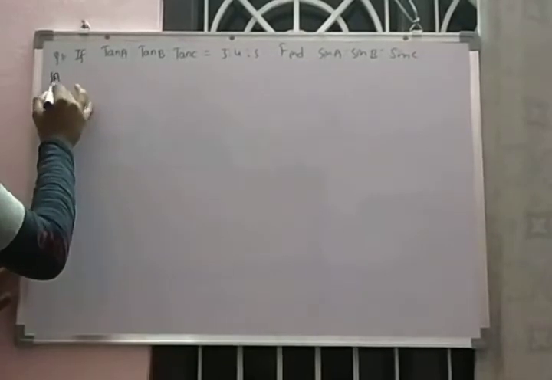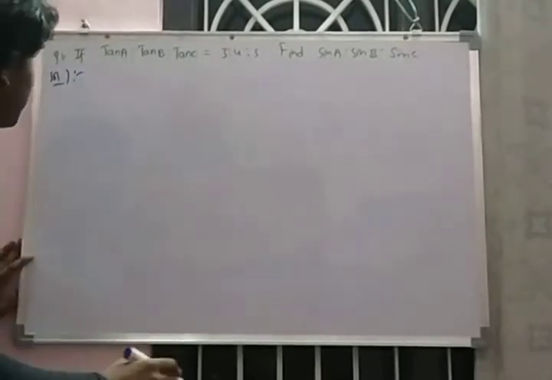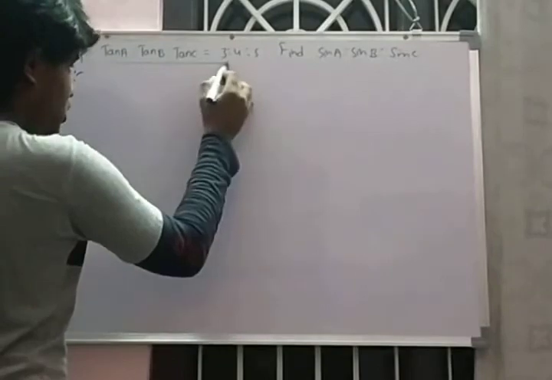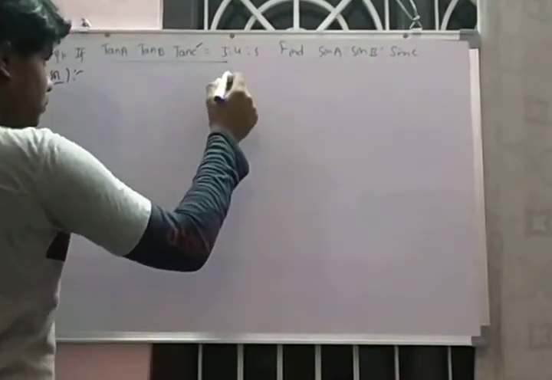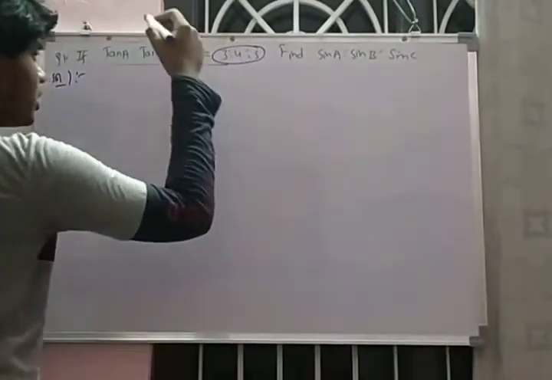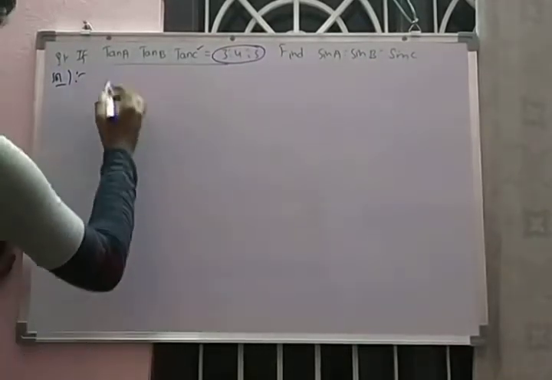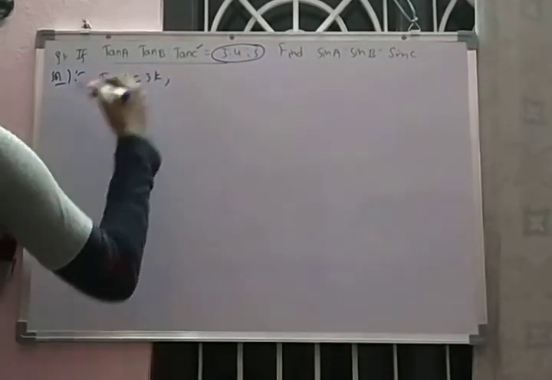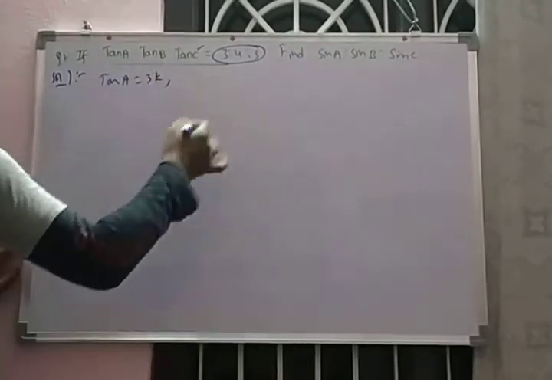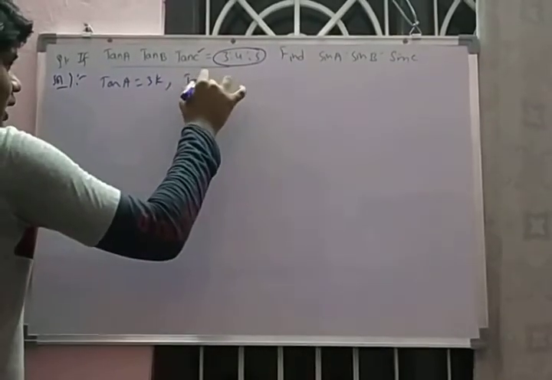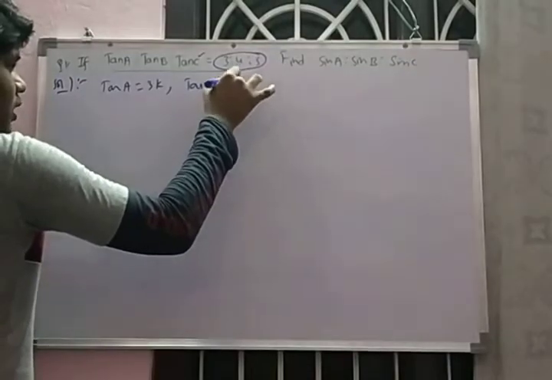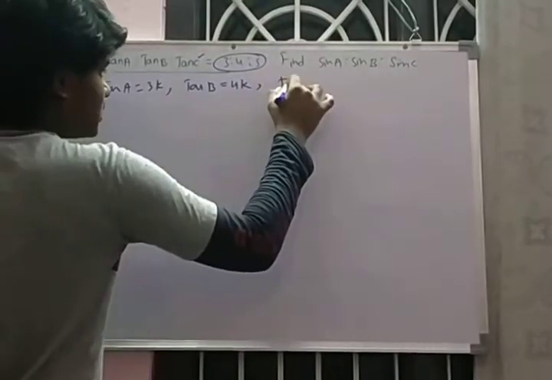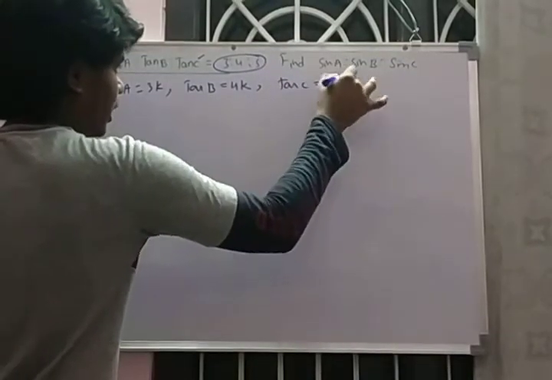First, let us examine the question. Tan A is to tan B is to tan C is equal to 3 is to 4 is to 5. So tan A is equal to 3k. So let us consider that tan B is equal to 4k and tan C is equal to 5k.